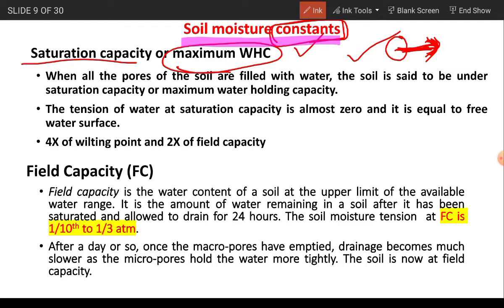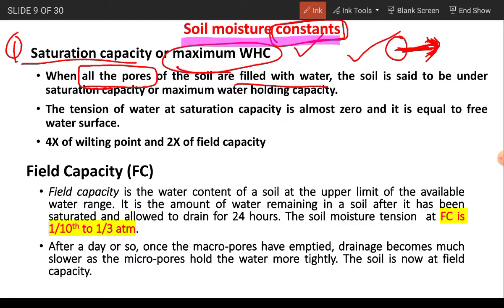The first one is saturation capacity. What is saturation capacity? Saturation capacity is the soil water content when all the macropores and micropores are filled with water. Then the soil is said to be at maximum water holding capacity.